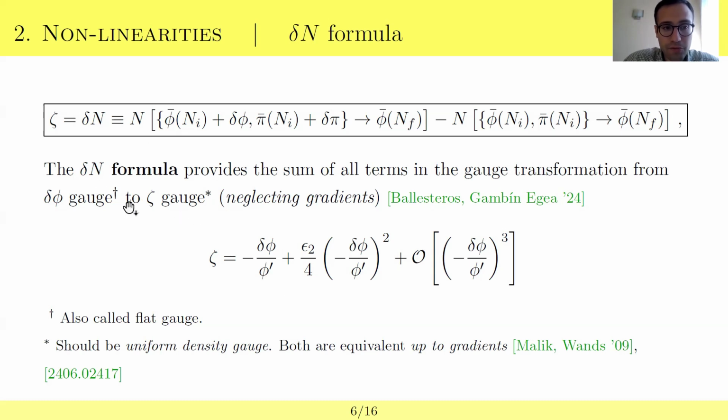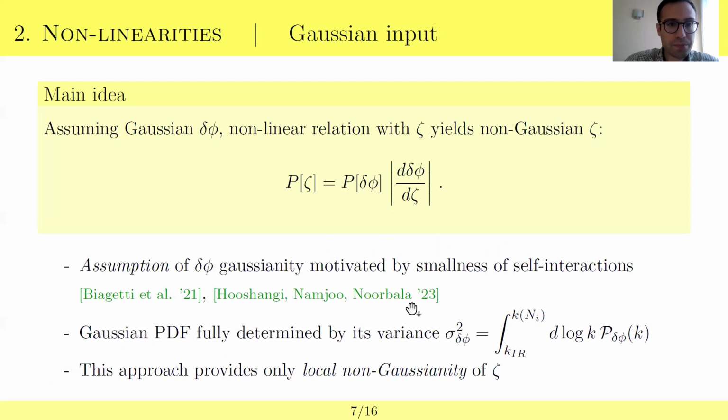So the delta N formula would basically give you the sum of all the infinite terms in this formula, where I emphasize again that the gradients are neglected. So it only works on superhorizon scales when this curvature perturbation is frozen.